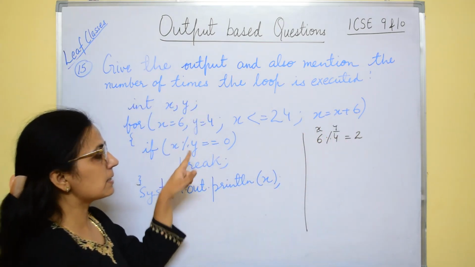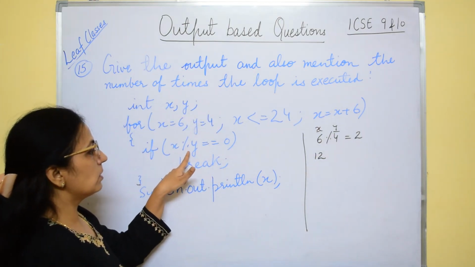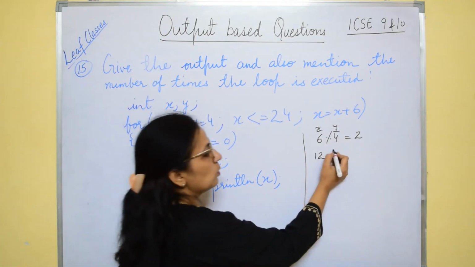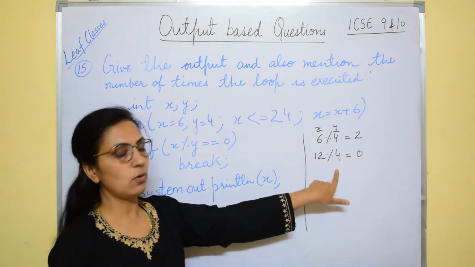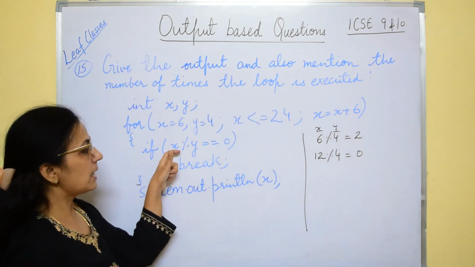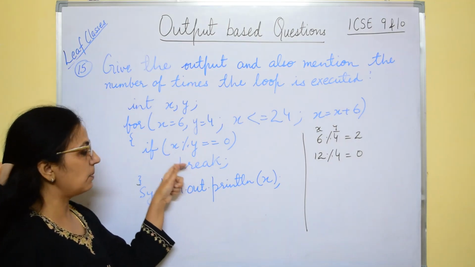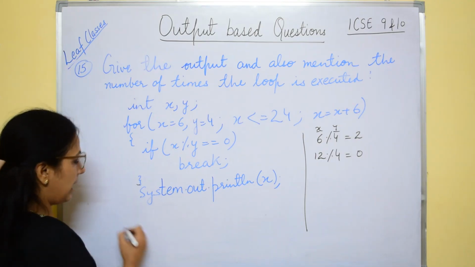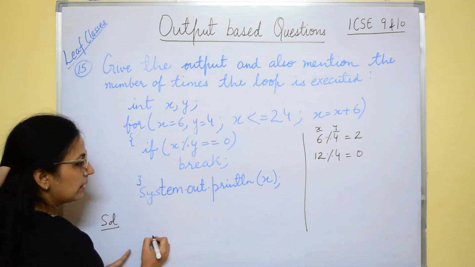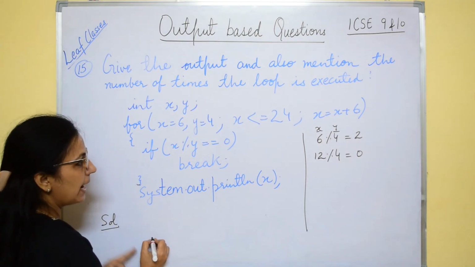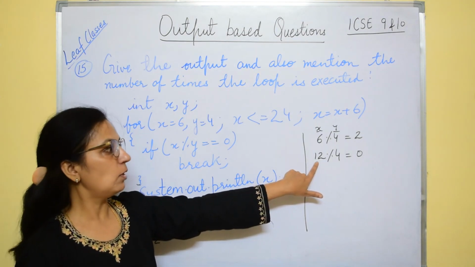X was 6. Now it will become 12. So 12 mod y, y is still 4. 12 mod y is equal to 0. 12 modulus 4 is equal to 0. Yes, here the condition is true. So the break statement will be executed. The break statement will take you out of the loop, and here you are printing the value of x, that is, the value of x will be printed as 12. The final value when you came out of the loop is 12.